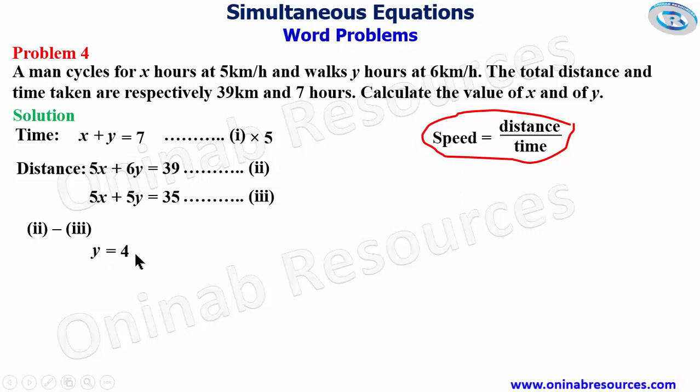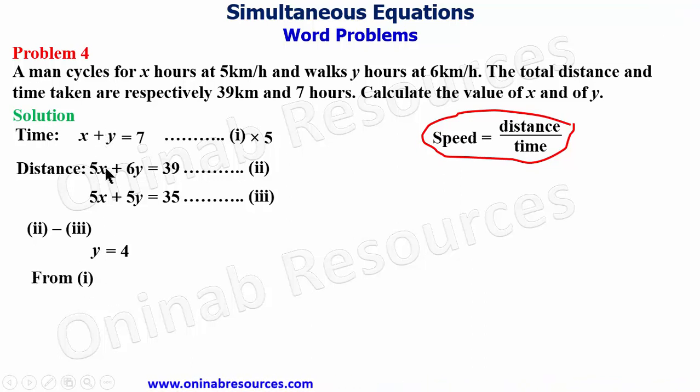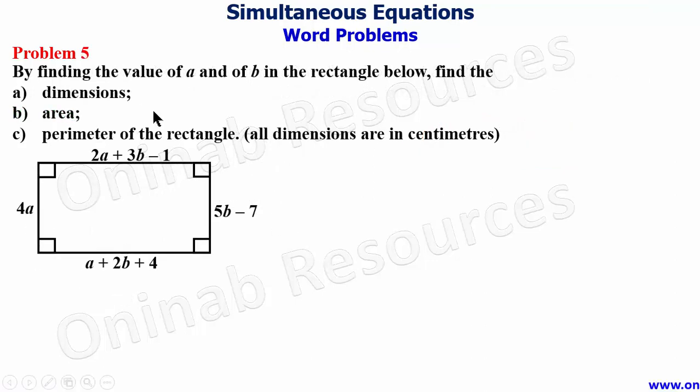So we have gotten y to be 4. Then from equation 1, we can see that x is equal to 3, since 7 minus 4 gives 3. So we are done solving the values of x and y to be 3 and 4 respectively. That is all for problem 4. From here, we go to problem 5.